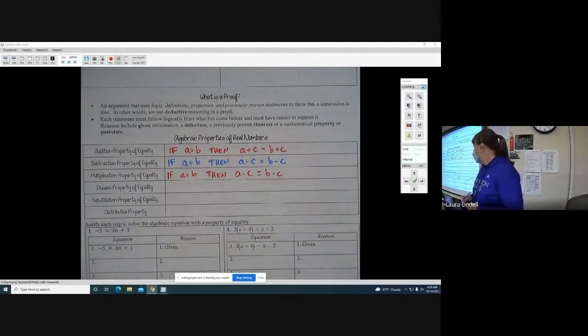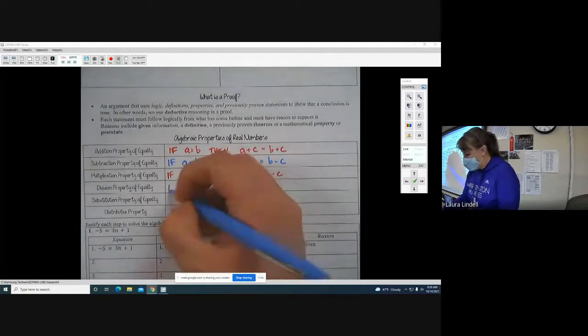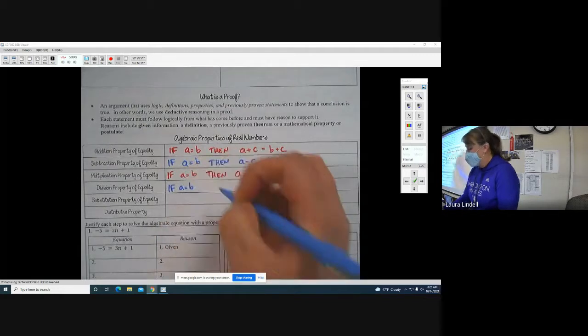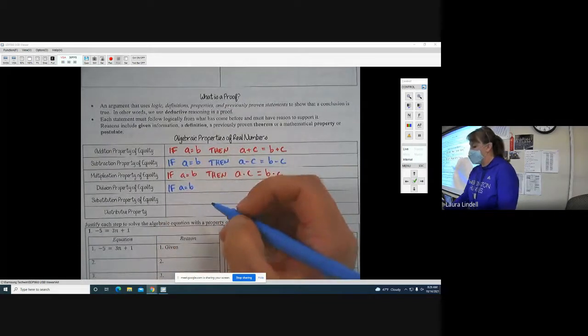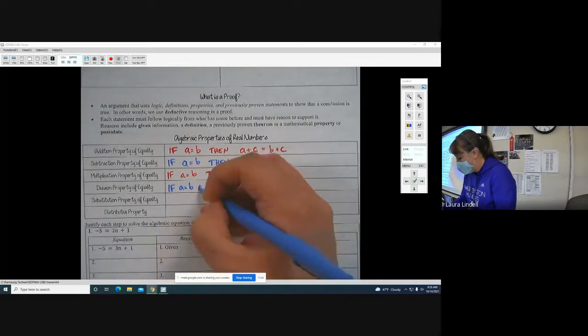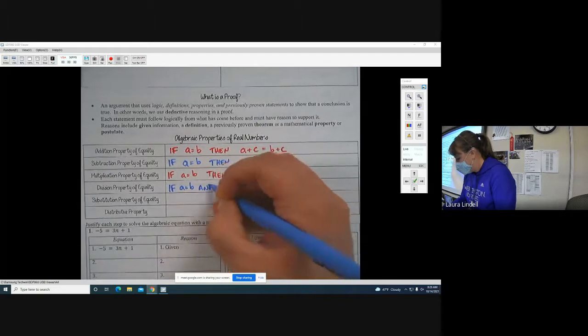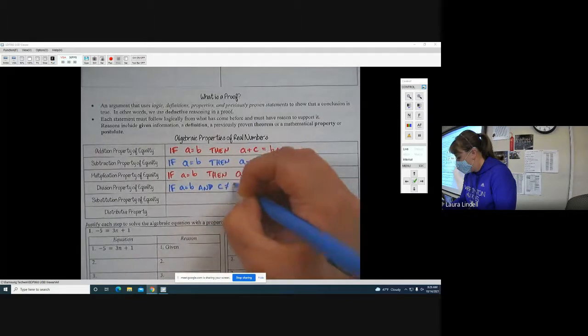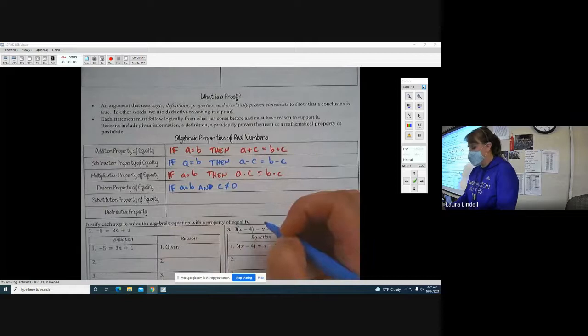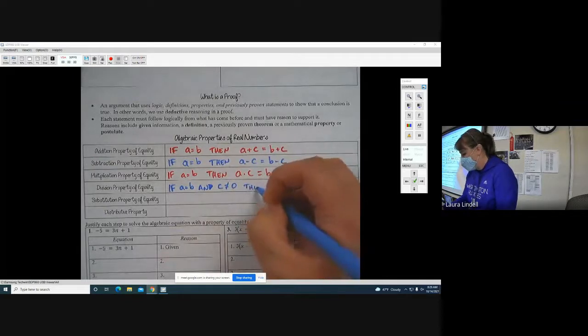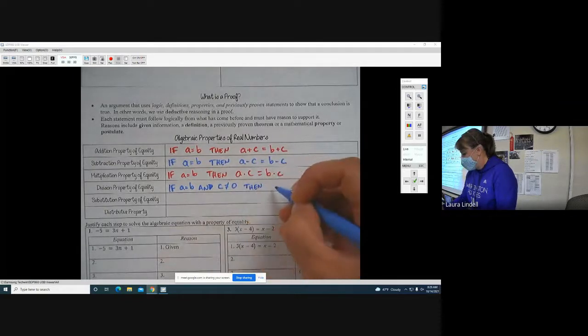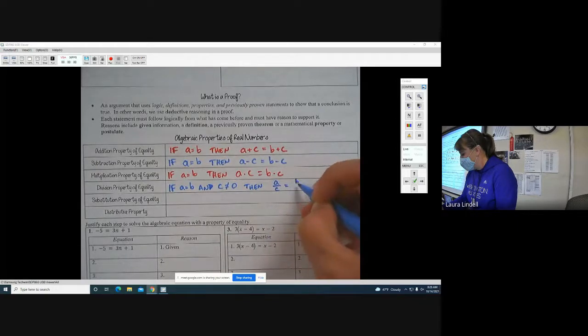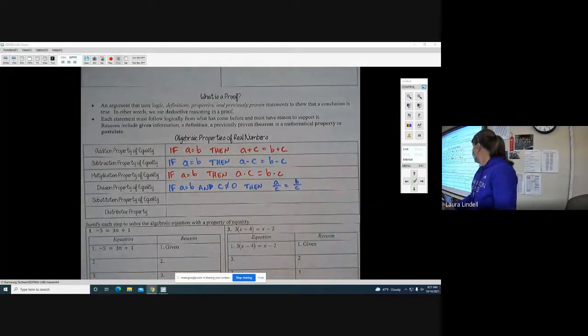The division property also starts off with if A equals B, but then we add something else to it as well. If A equals B and C is not equal to 0, then A divided by C is equal to B divided by C. Why can't C be 0? Yeah, Olivia.